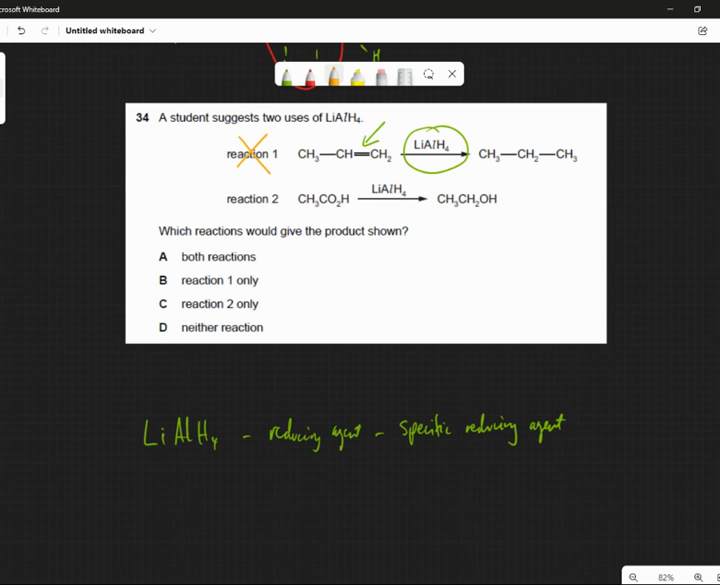How would you reduce a double bond? Lithium aluminium hydride can't do it. So we use something else to reduce a double bond. Anyone know? How would you do reaction one? You can't use lithium aluminium hydride. You've got to use something else.